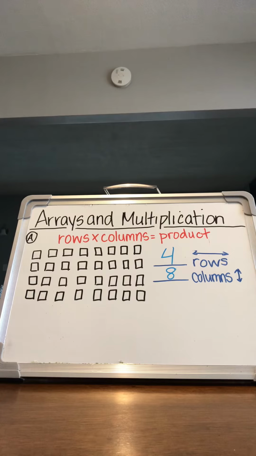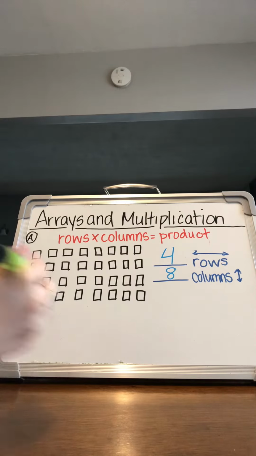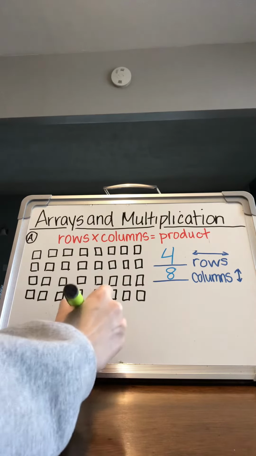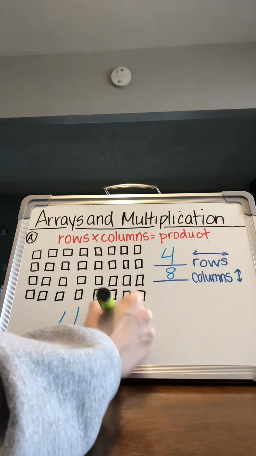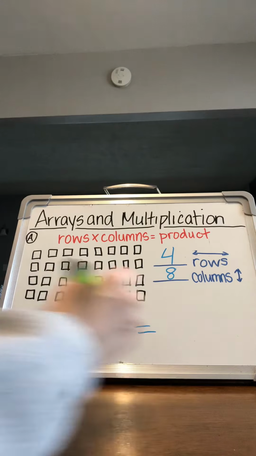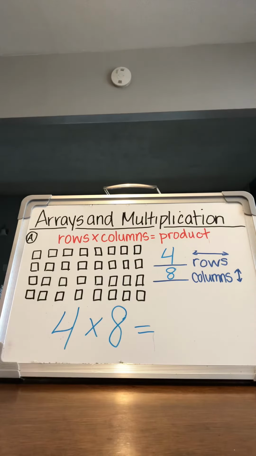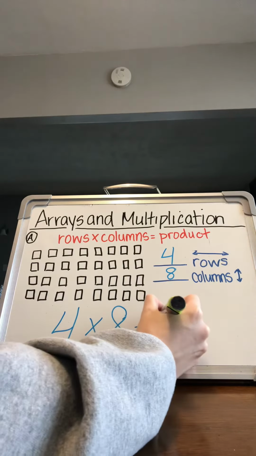So if I have my rows and columns, I know that my formula says rows, 4, times columns, 8 columns, gives me my product or my multiplication answer. So if you're practicing at home, 4 times 8 is what? 32.